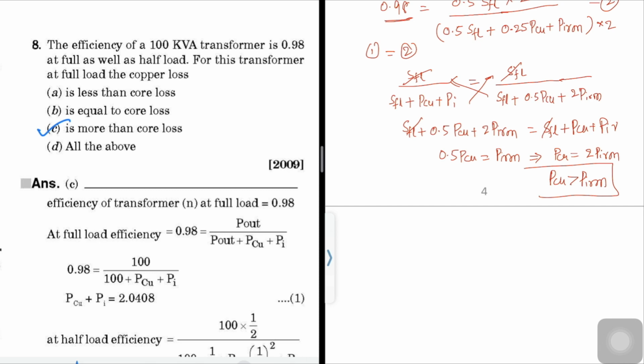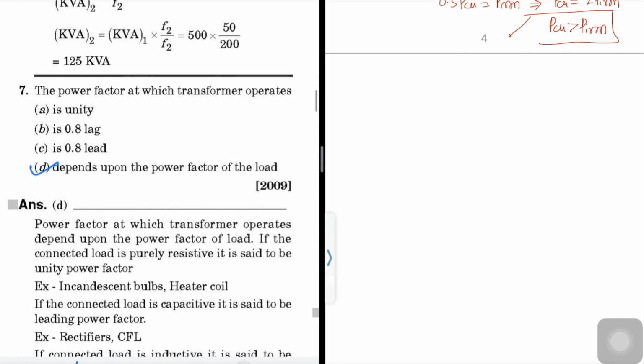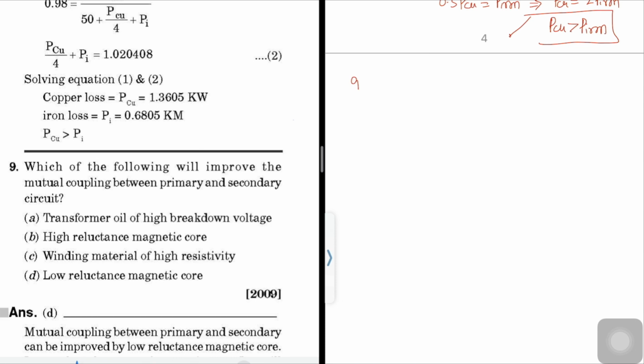Okay. So no need to solve, no need to use this 100 kVA. And this 0.8, even if they haven't given this data, you can conclude which is more and which is less. Okay. So coming to ninth question. Which of the following will improve the mutual coupling between primary and secondary circuit?